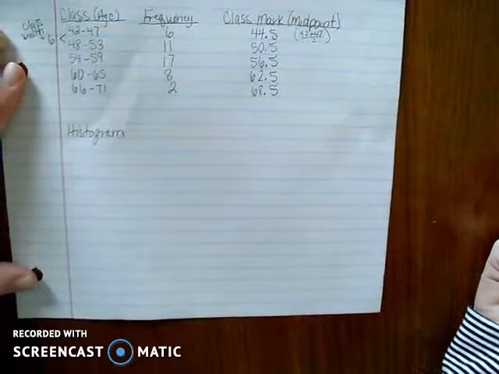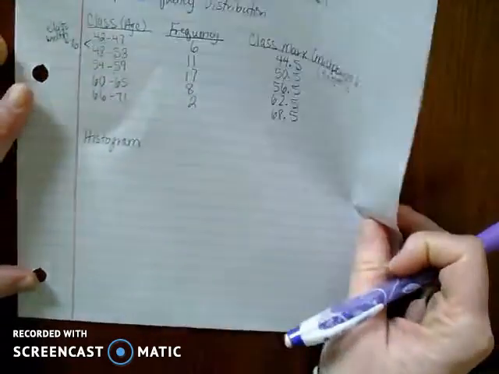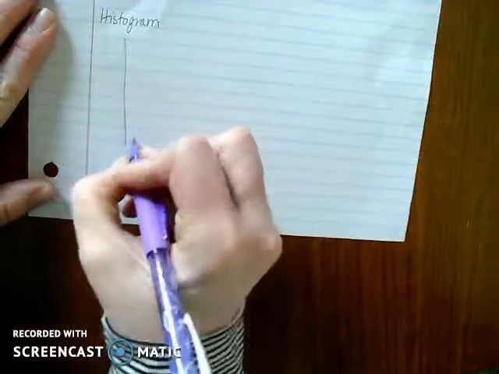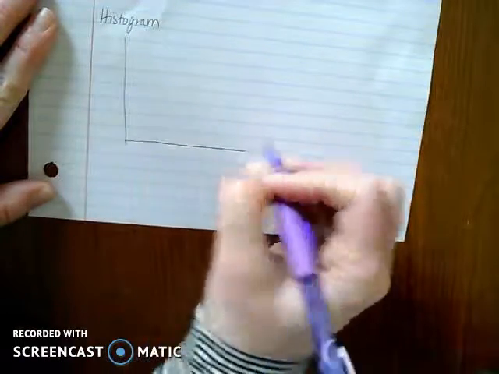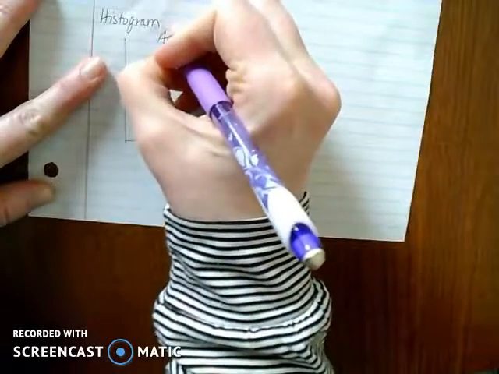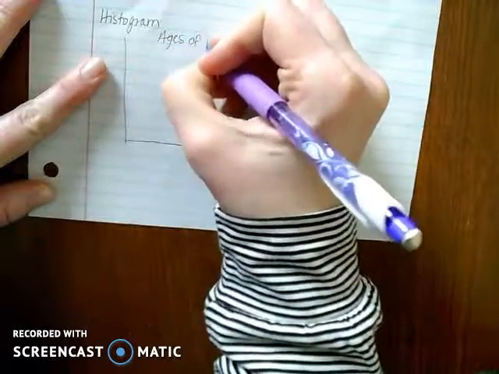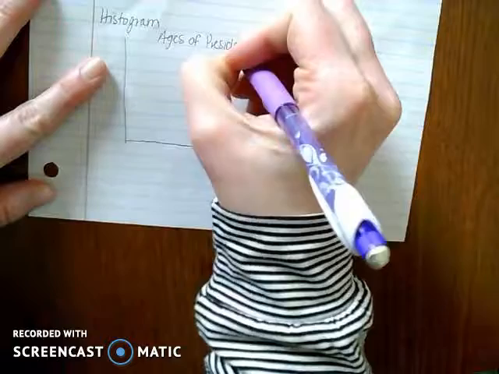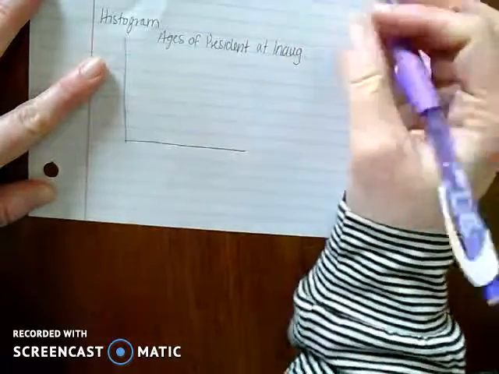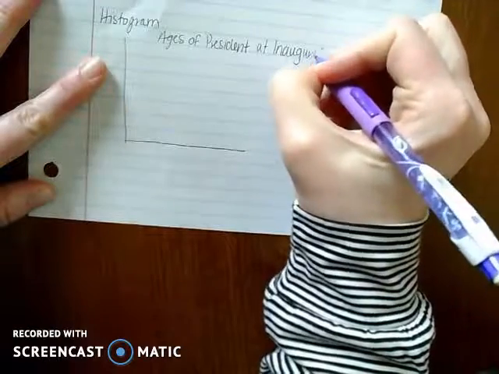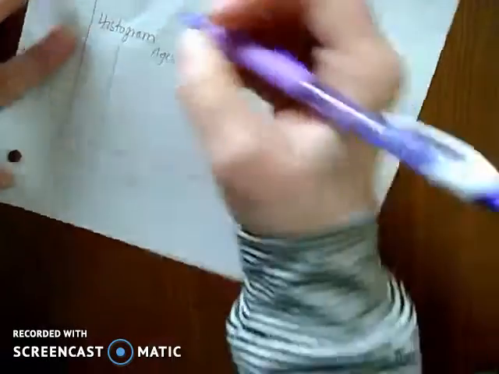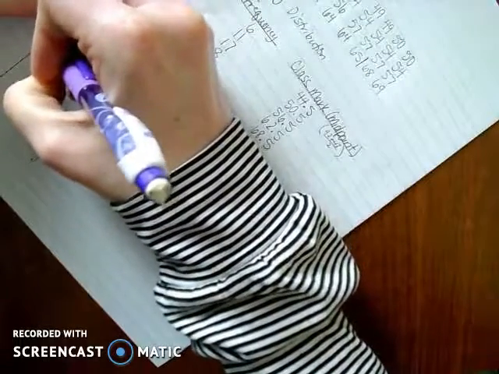histogram. All right, so here's what a histogram looks like. You need to make just the first quadrant of an XY chart. I'm going to be super picky about these. You need to label. So this is ages of president at inauguration. So we have age down here and frequency over here.